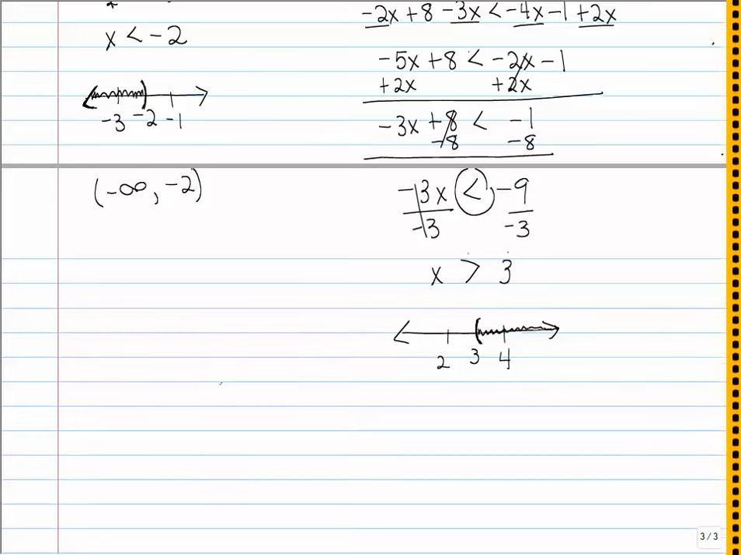Now, if we look at that graph from left to right, we started shading at 3. So that's what's going to come first. So put your parentheses in your 3, and then we kept shading all the way to infinity. So 3 to infinity would be your answer.